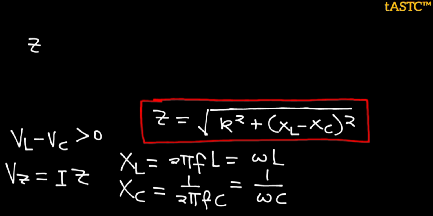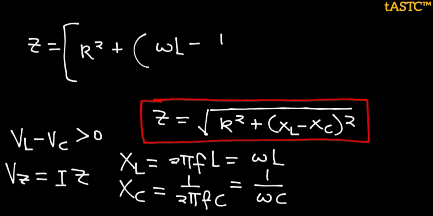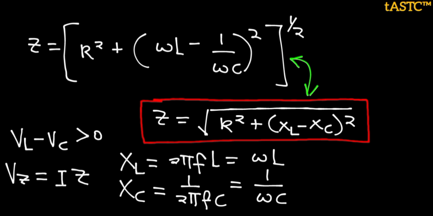So Z, in this case, is going to be equal to R squared plus omega L minus 1 divided by omega C, and that is squared. And this stuff is going to be raised to the power of 1 over 2. Now you just need to know that this is the same thing as the square root of that. So there is actually no difference at all. You just need to know that this is the same thing as this other one.